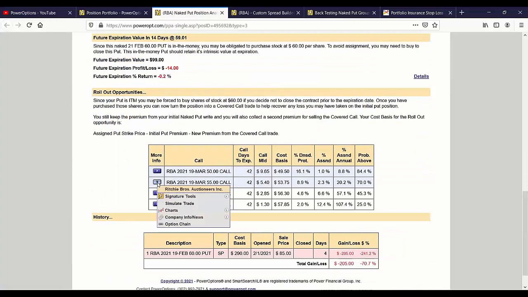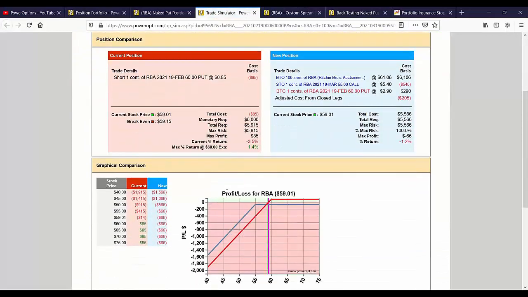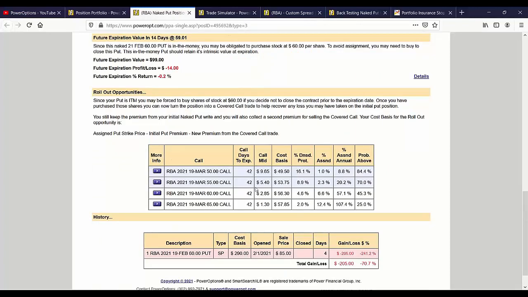Again, it's great to see things numerically, but when you see a rollout opportunity, you can click on Simulate Trade, and now you've got the side-by-side comparison, the original position in red and the new position, which is not showing the right premium, and I know why it's doing that there. At bid price this would only give me a 1.2% loss, but at midpoint we'd be looking at a positive percent return if assigned.